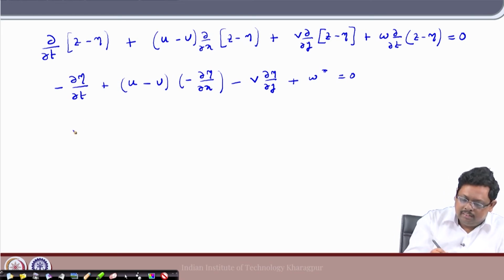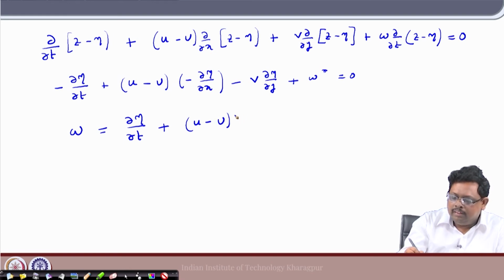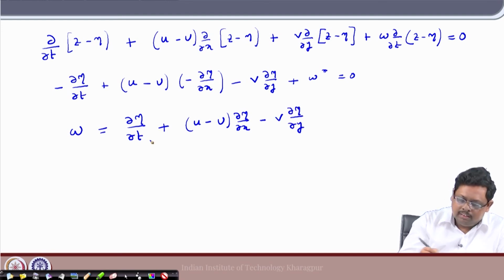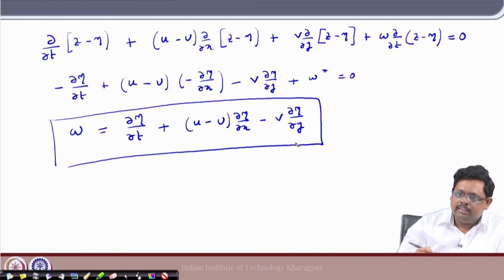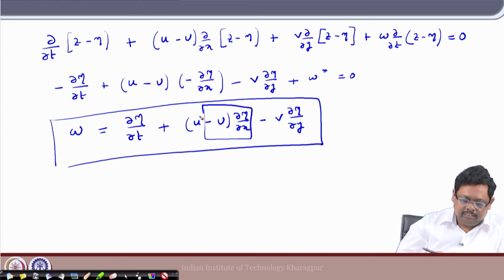So, then I get w equal to del eta/del t. Now, here it is minus, so I can take plus (u minus U) into del eta/del x, minus v into del eta/del y. So, this is my kinematic free surface boundary condition for the moving frame of reference.